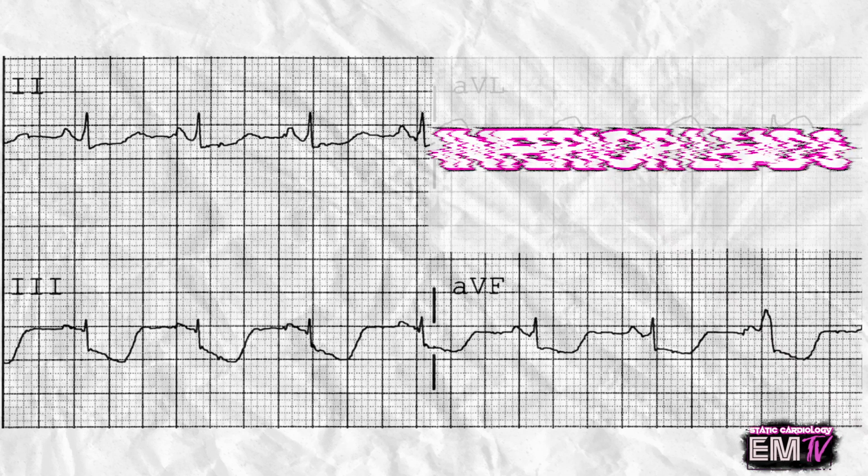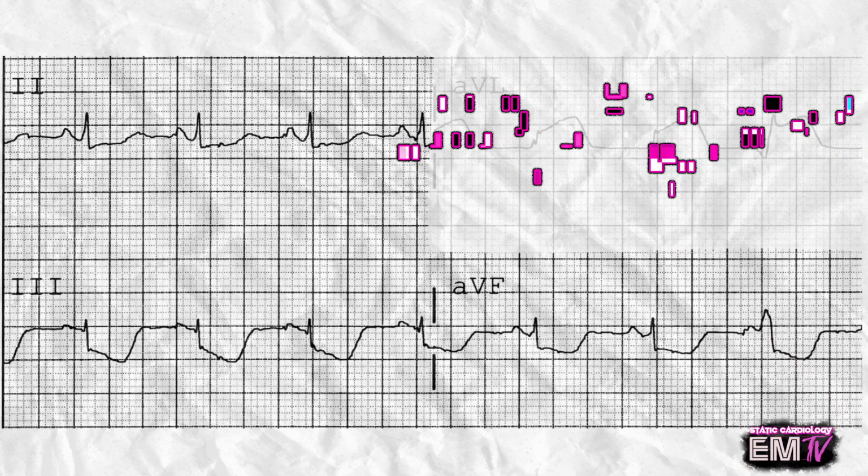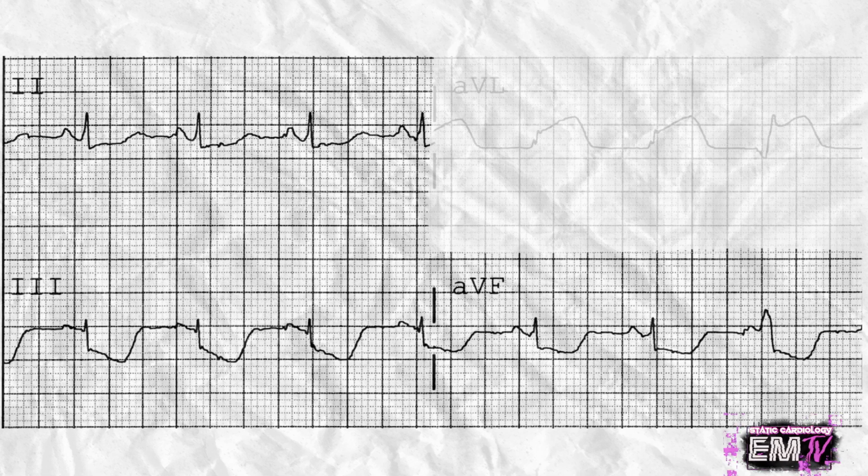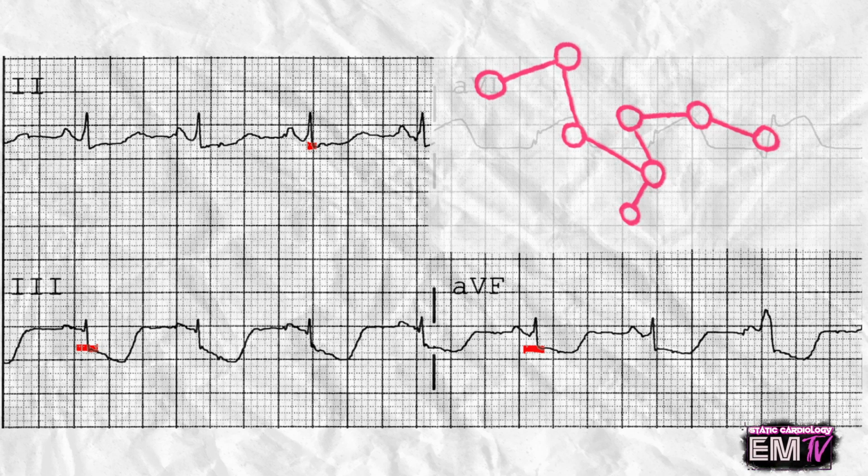The next group of leads that I look at are the inferior leads, leads 2, 3, and AVF. I'm not seeing any elevation in leads 2, 3, and AVF. I am, however, seeing significant ST depression, particularly in leads 3 and AVF. There is some depression present, however, in lead 2 as well. ST depression on an EKG usually means there's some level of ischemia to the myocardium, especially in the context of an MI. It should be noted, however, that ST depression can also be found due to electrolyte abnormality or medication effects, but in the context of this scenario, this is a concerning finding.